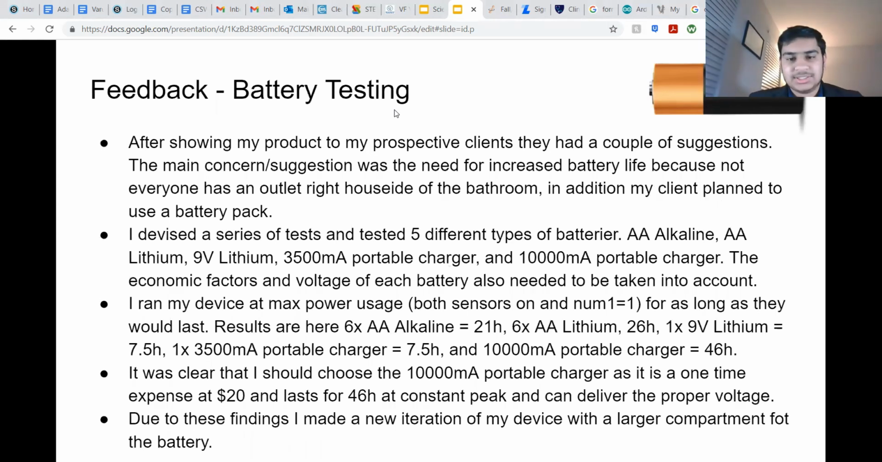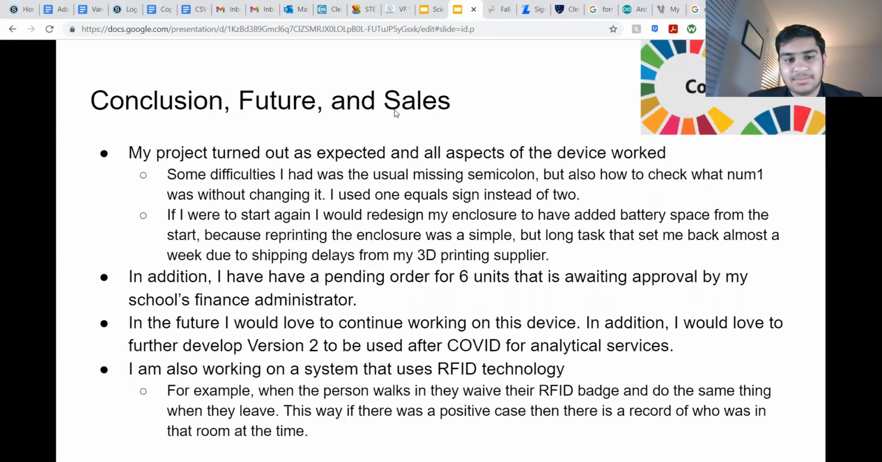I also did some battery testing for my prospective clients, which is something they stressed they needed in the product. And I decided to use a 10,000 milliamp battery pack.